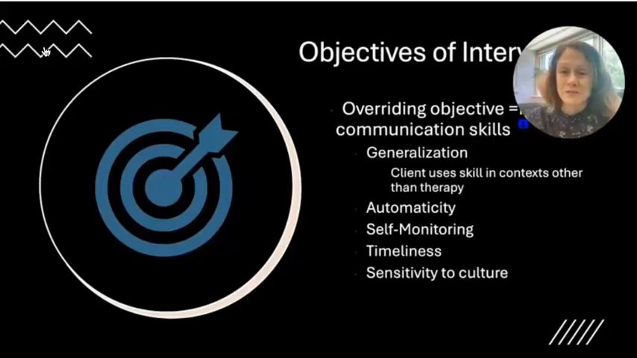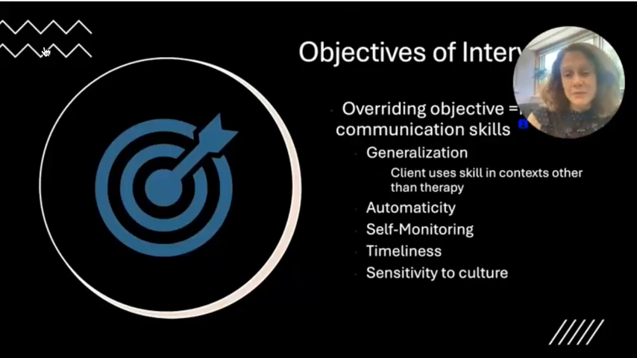We also want some level of automaticity. Learning new communication skills is really hard. It takes a lot of attention and focus. But eventually, we hope that those skills become relatively automatic for the individual that is in treatment or intervention. The idea here is that they're more habitual, so that the individual's not having to think about them all the time, because that makes communication more difficult generally and maybe less enjoyable.